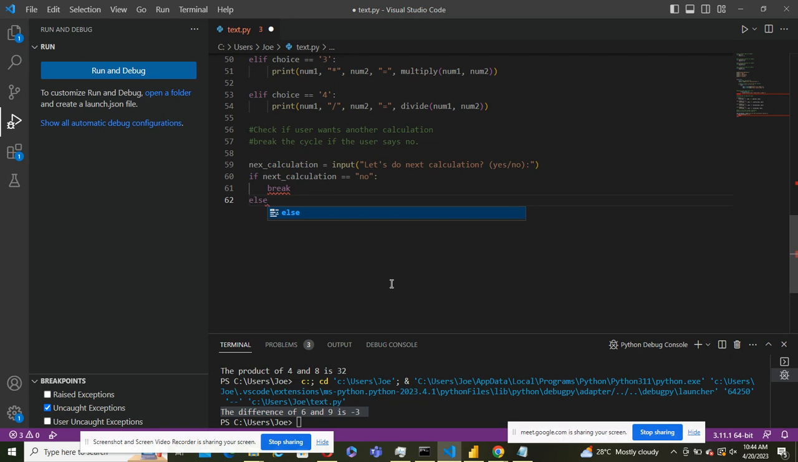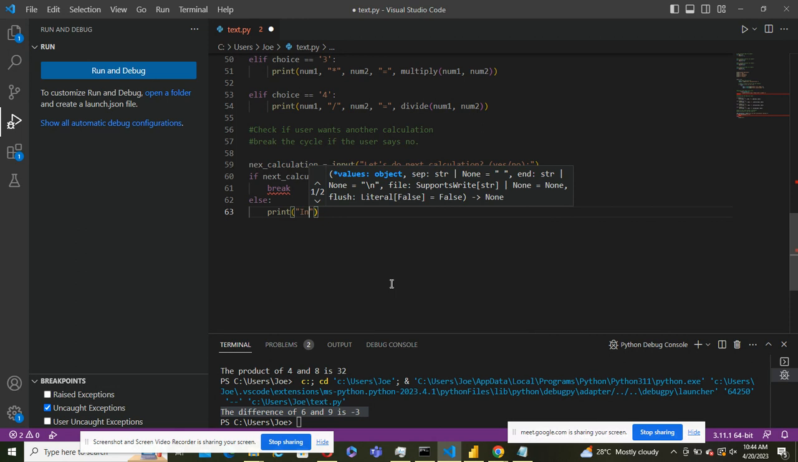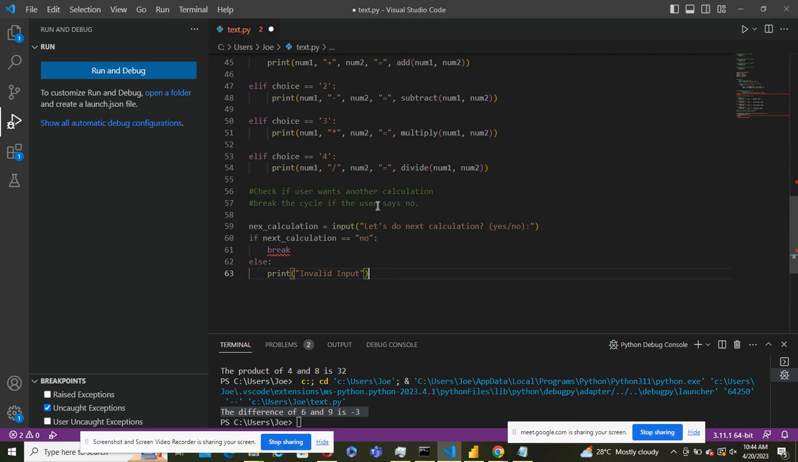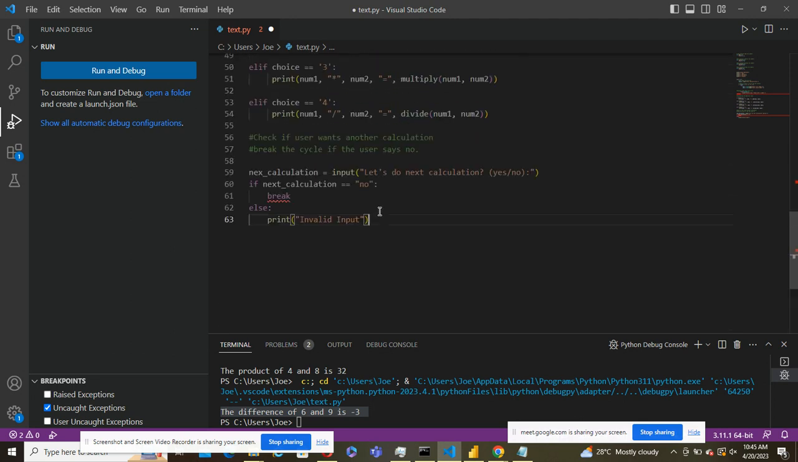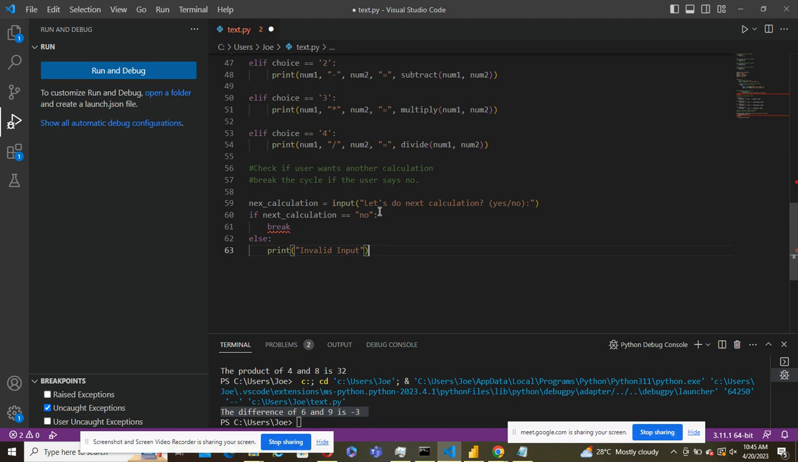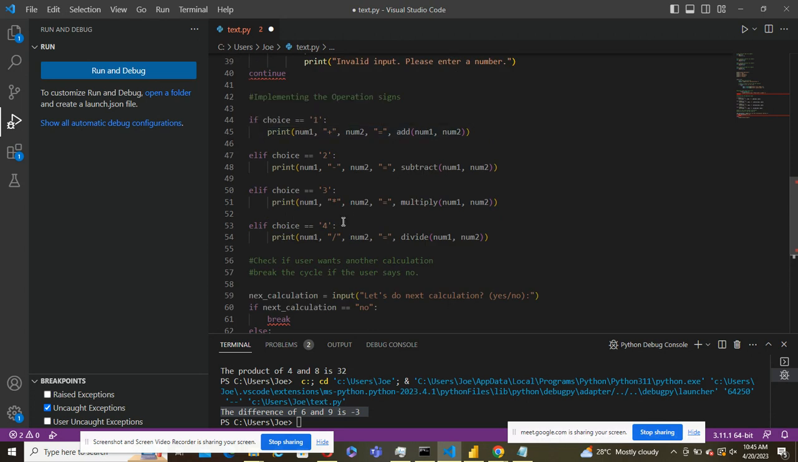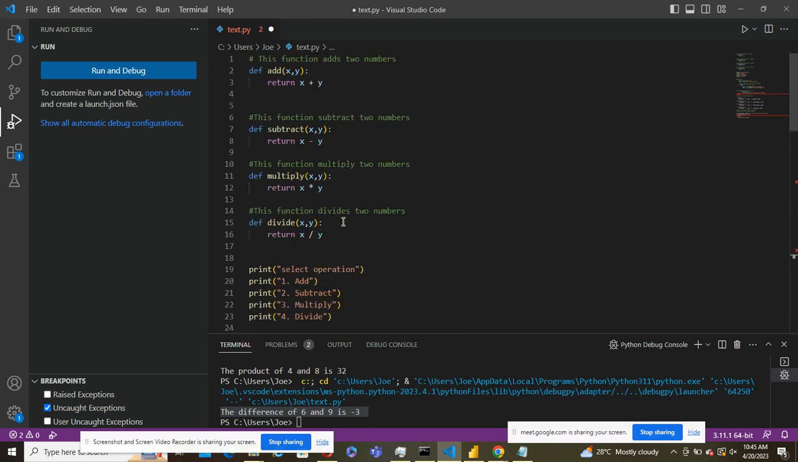Else you will print invalid input. Right. Let me explain this. Okay. Now here was implementing our signs. So let me start the whole thing again.